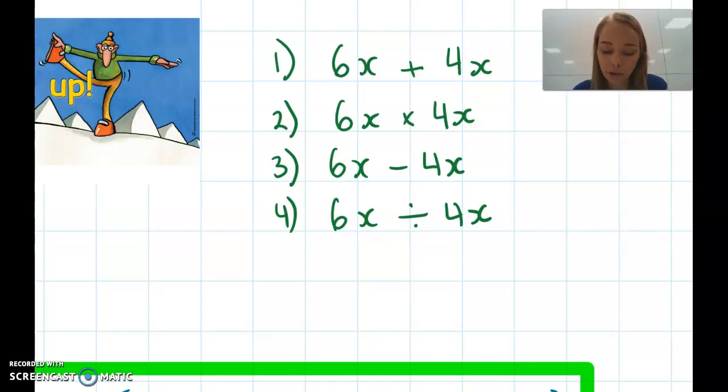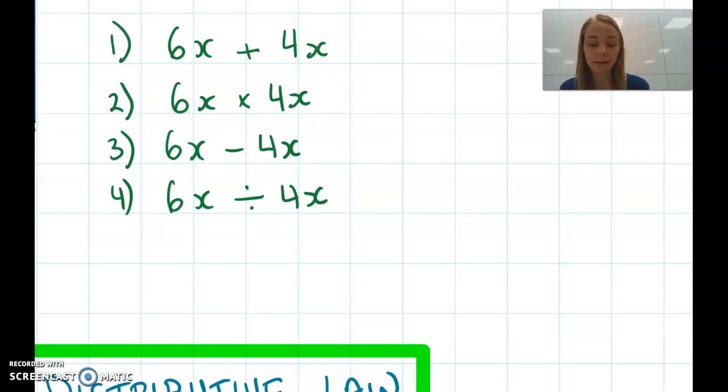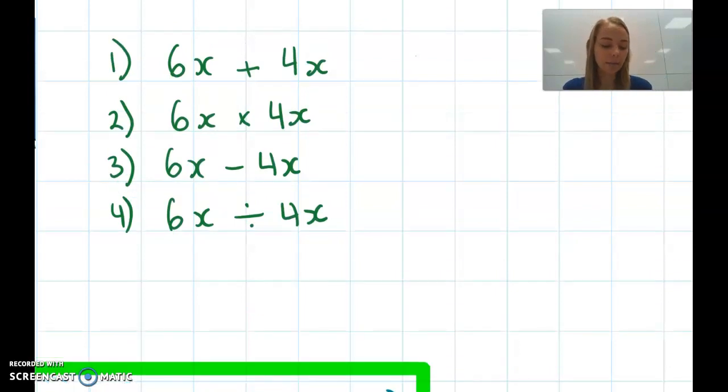Okay, let's have a look. So, the first one, we've got 6x plus 4x. Now, can I add it to 4 of something? Yes, but only because these are like terms. Like terms mean that they are the same variable or pronumeral to the same power. They're both x, which means they're the same letter, and they both have the same power. The power that is not there, it's invisible, but because we're lazy mathematicians sometimes, it's a power of 1.